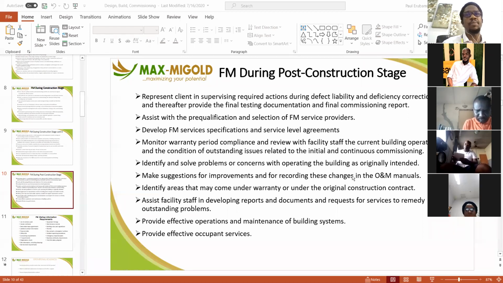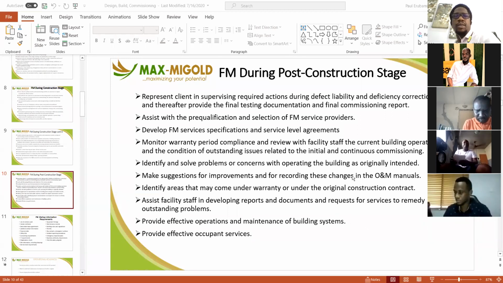And then begin to solve problems as the building is being used. Make suggestions for improvements and record them with O&M manuals, coming up with areas that may come under warranty so that you can trigger warranty redress for such issues. And then reports, documents for the services that will be implemented, all the reports that need to be created for the various activities need to come in at this stage. And then just ensure that the building is being properly served.